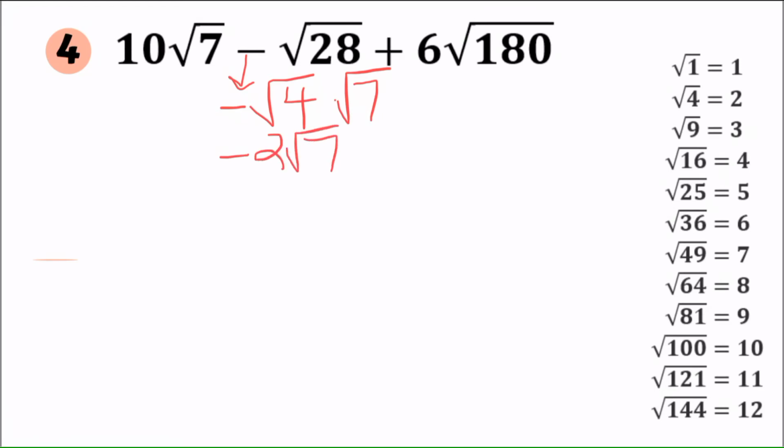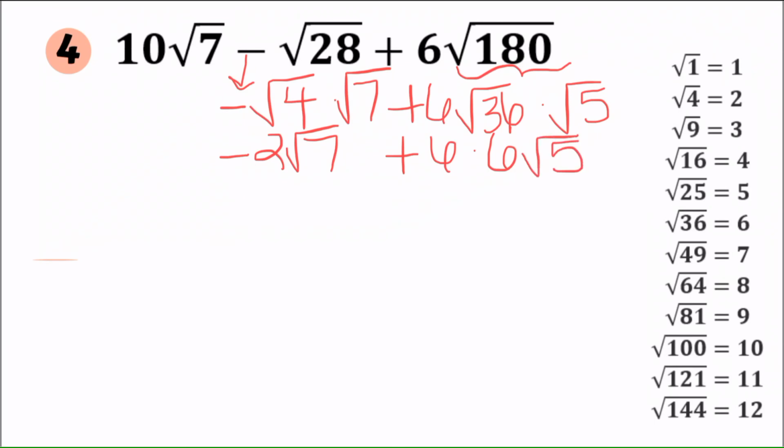And then I need to rewrite the square root of 180, so I'm looking for factors of 180 that are perfect squares. I know that 5 times 36 is 180, so that's what I'm going to use. I can rewrite the square root of 180 as the square root of 36 times the square root of 5. Again, I'm going to bring down 6, so I can't forget about the positive 6. The square root of 36 is 6, so this becomes plus 6 times 6 square root of 5. 6 times 6 is 36, so plus 36 square root of 5. And so I've accomplished the first step in breaking down and simplifying my radicals.